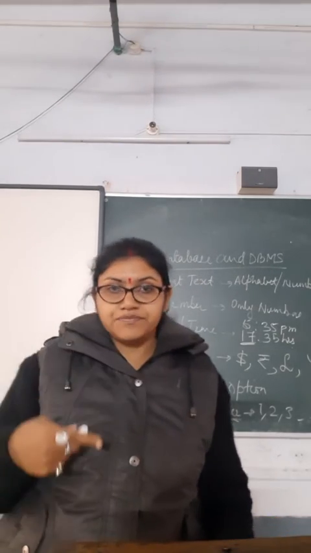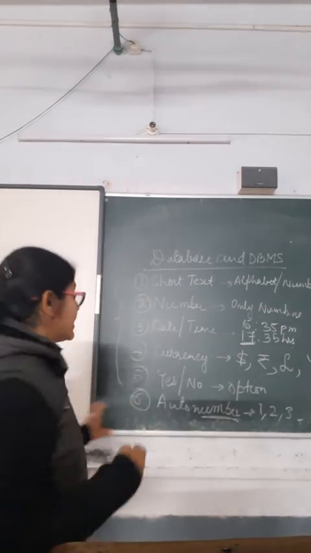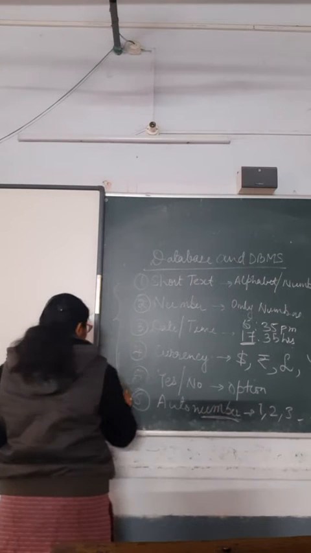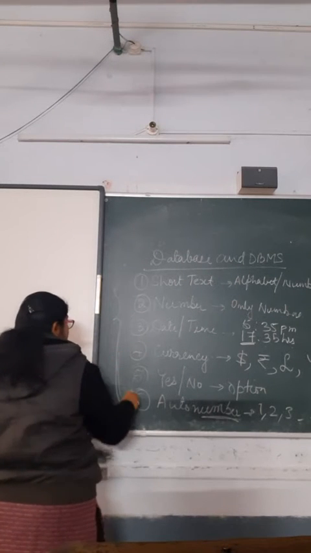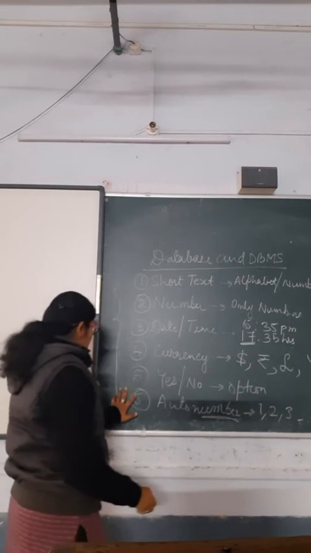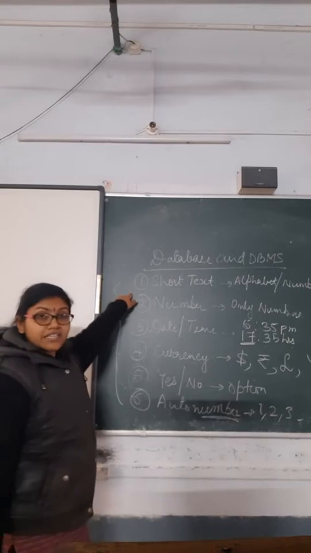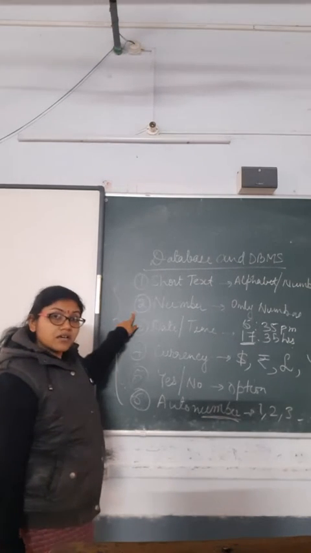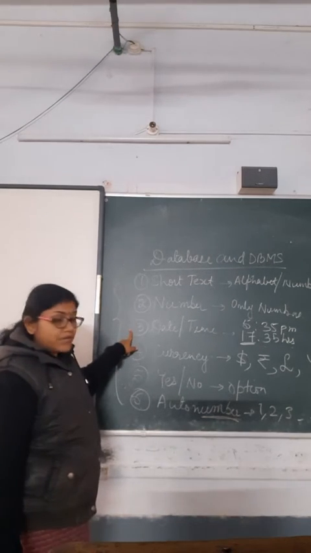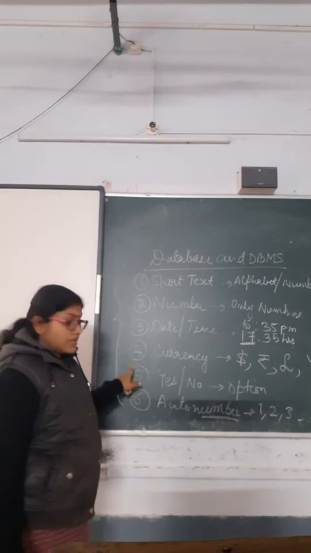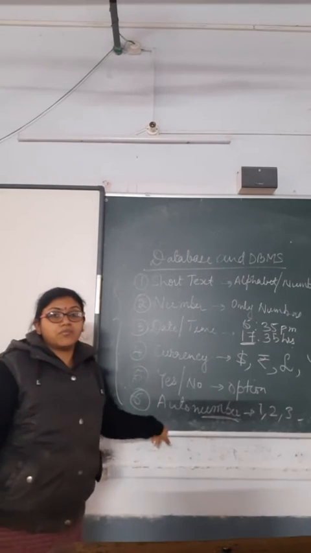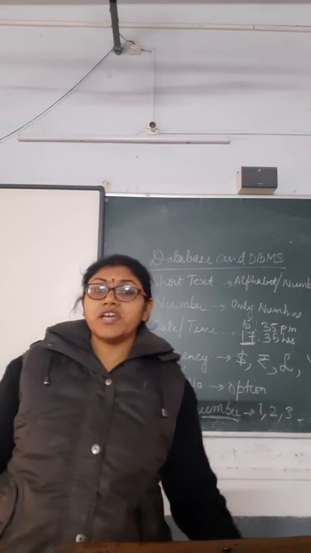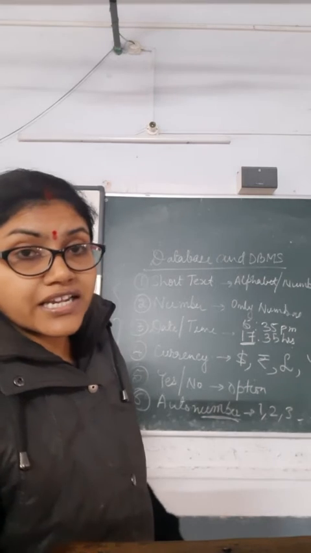Okay, series. So there are 6 points. First is short text. Next is number. Next is date and time, currency, yes and no, and auto number. So 6 points are there that help to create any database.